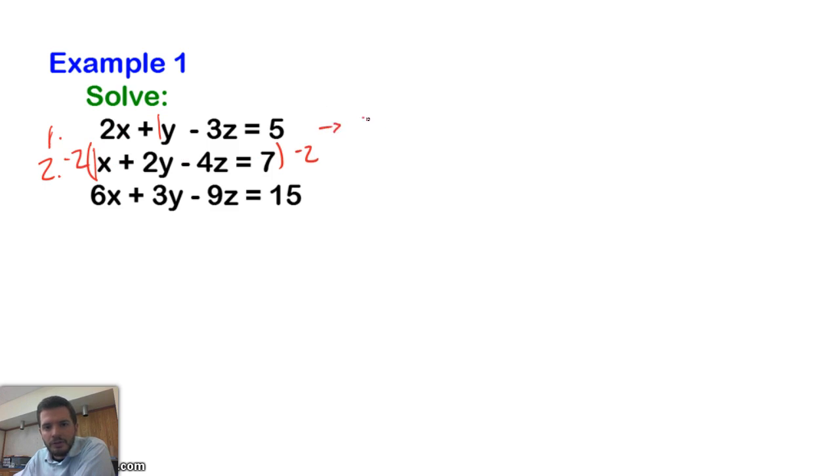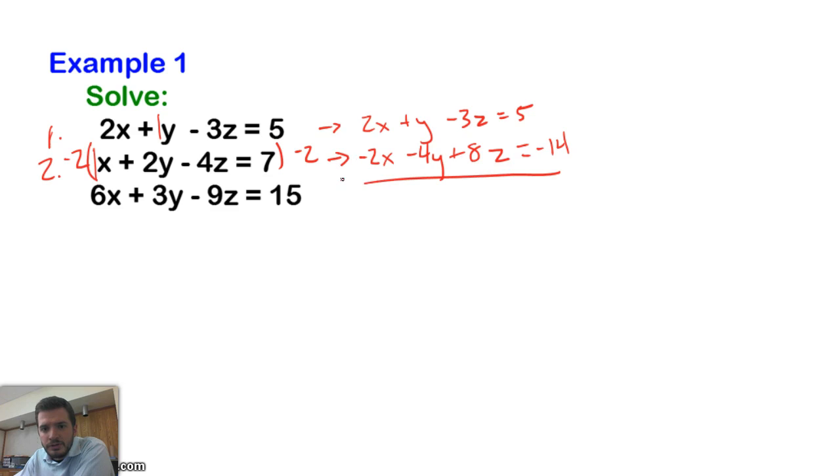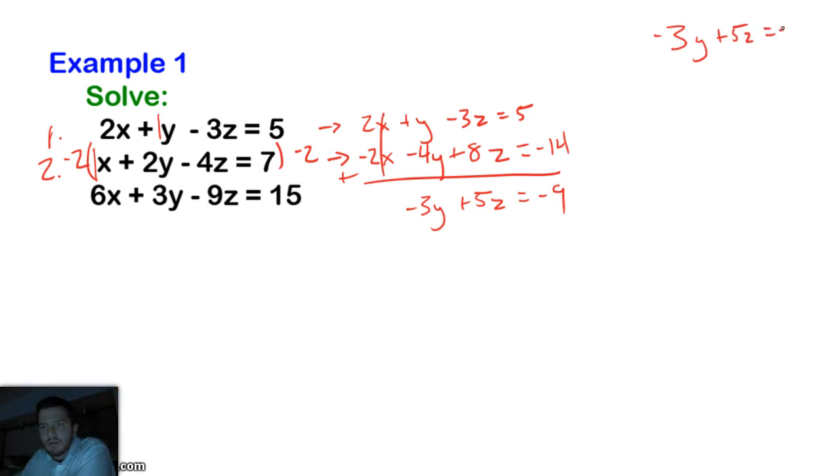So if I rewrite them over here, again, top one's not changing, 2x plus y minus 3z equals 5. And then this one is going to be negative 2x minus 4y plus 8z equals negative 14. Alright, so now we can just combine here. Cancel those out, it'll be negative 3y plus 5z equals negative 9. And that'll be our first one. So negative 3y plus 5z equals negative 9.